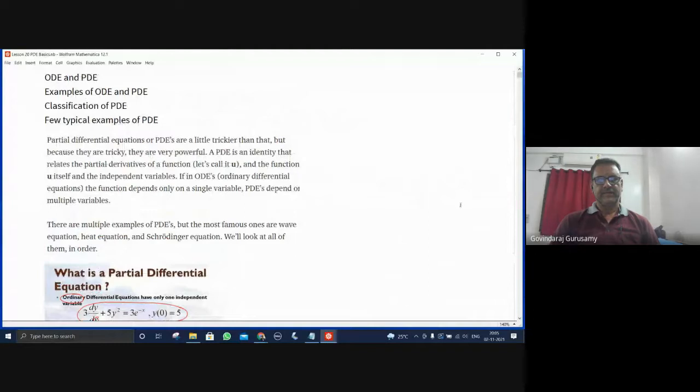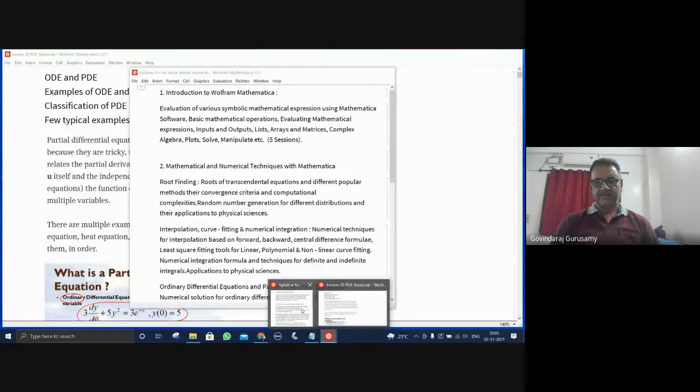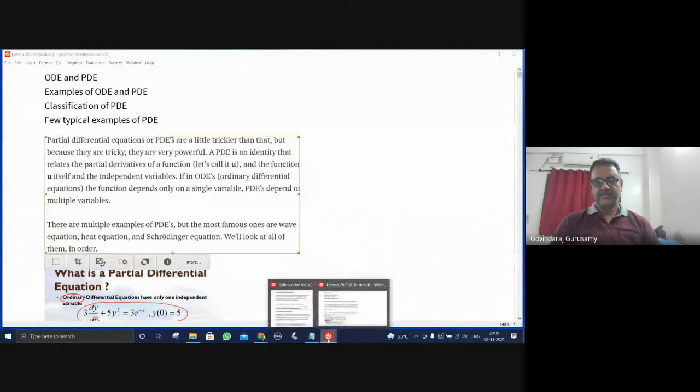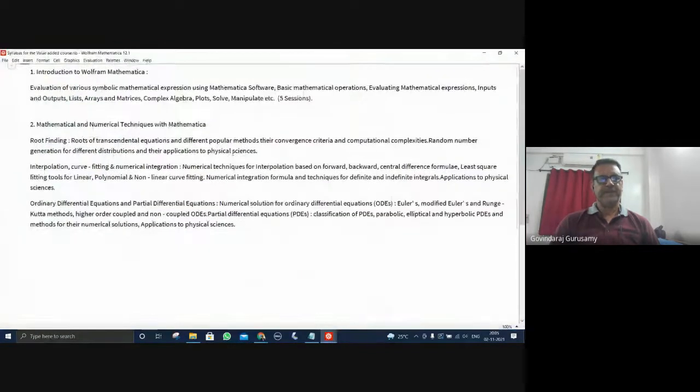So, I think that so far, whatever we have done is based on the syllabus of the course, whatever we have planned. I hope that we have covered most of the things, starting from the introduction to Mathematica. I think most of these topics have been touched, and then mathematical and numerical techniques with Mathematica, finding roots of transcendental equations, different popular methods, convergence criteria, computation, complexity, random numbers. The random numbers we were not able to touch, so that is missing.